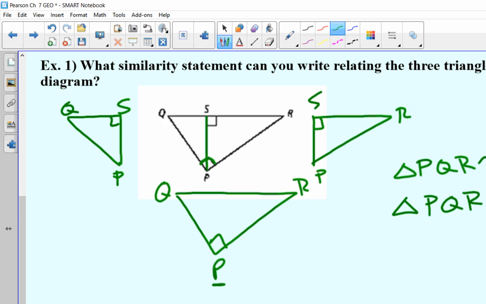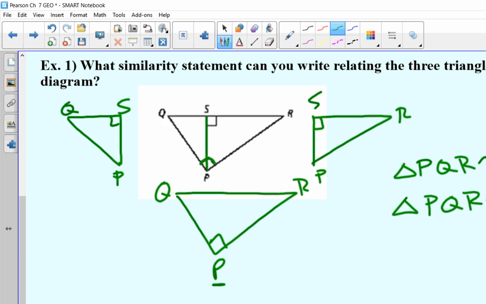So PQR is similar to triangle, and let's make sure we go the right way here too. PQR, and this one we have to go SPR. Okay. I think I did that one right. Just trying to be as correct as possible.